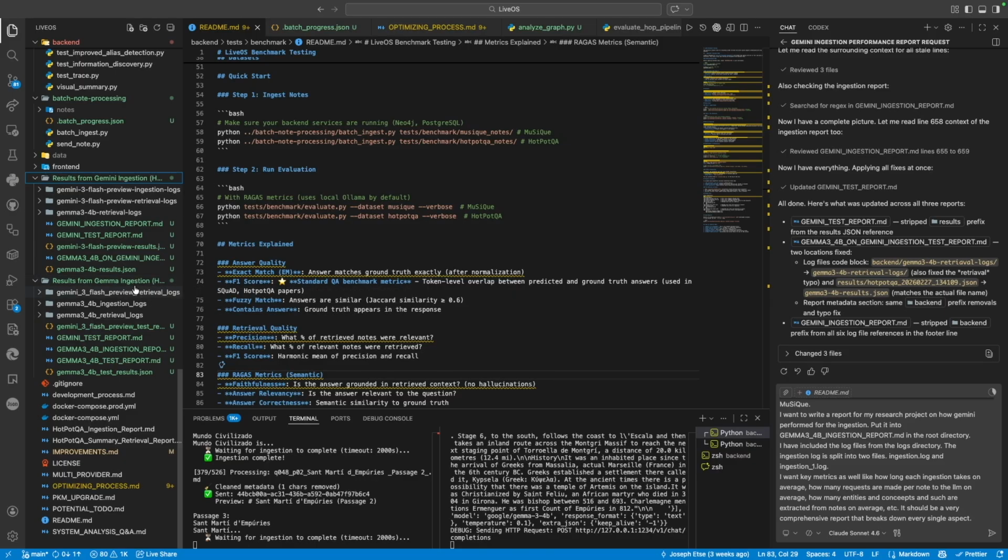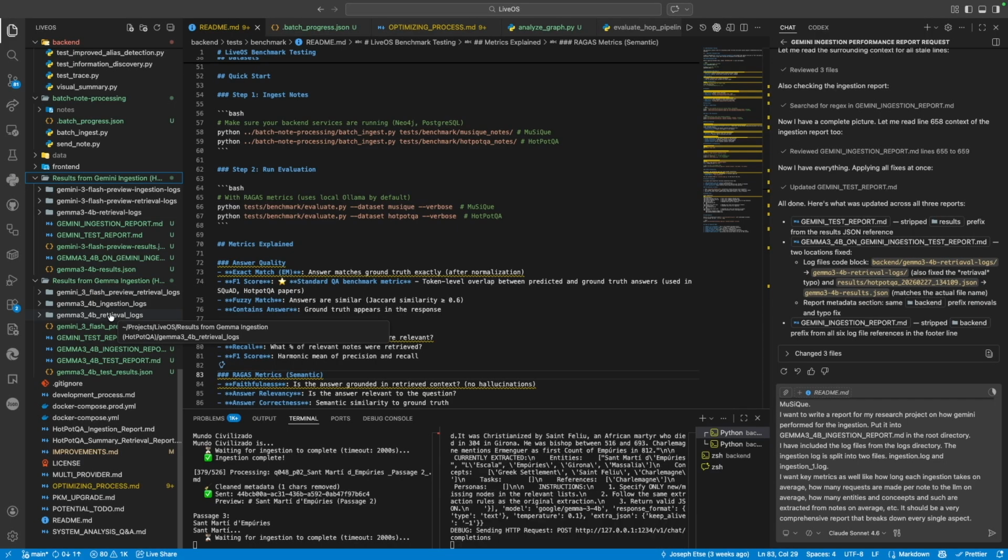Now, for the two ingestions, I tested the retrieval with both Gemini and Gemma. So for the Gemini ingested notes, I tested the brain with both Gemma and Gemini. And then for the Gemma ingested notes, I tested the brain with both Gemma and Gemini again. I did this because I want to find out where exactly they shine, where exactly they are good.